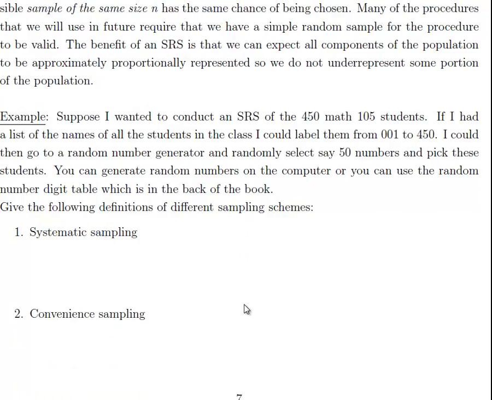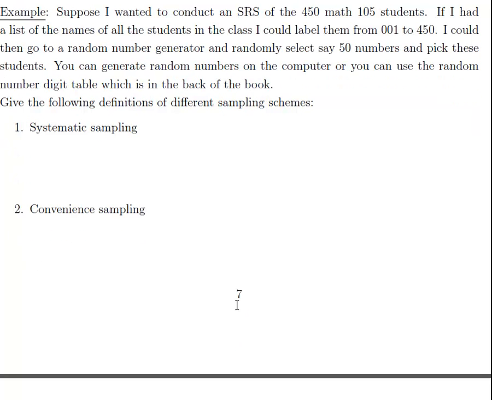So here's an example of a simple random sample. We had 450 Math 105 students, and I had a list of those names. I could label them from 1 to 450. And then I can go to the computer or my calculator and just randomly select 50 numbers. And those are the students that would be included in the survey.